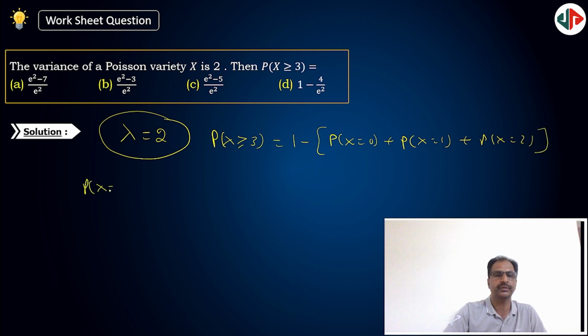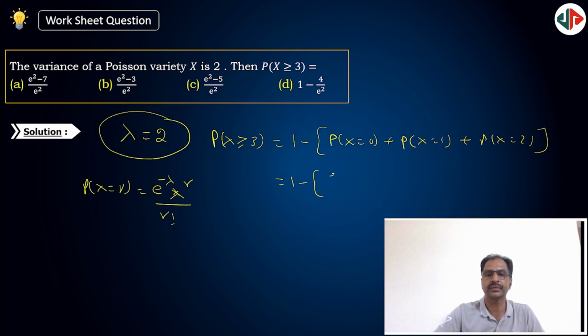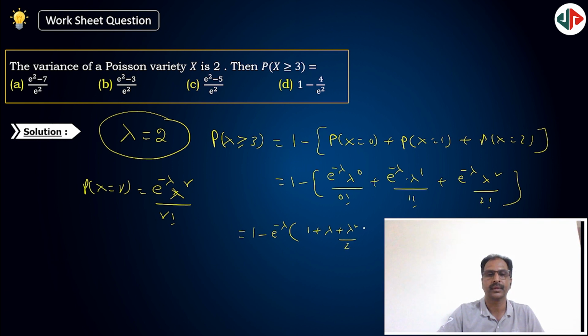What is P of x is equal to r for Poisson distribution? E power minus lambda into lambda power r by r factorial. So what is P of x is equal to 0? E power minus lambda into lambda power 0 by 0 factorial, plus e power minus lambda into lambda power 1 by 1 factorial, plus e power minus lambda into lambda square by 2 factorial. So take e power minus lambda common and substitute lambda is equal to 2. So this is 1 minus 5 by e square. Option C.